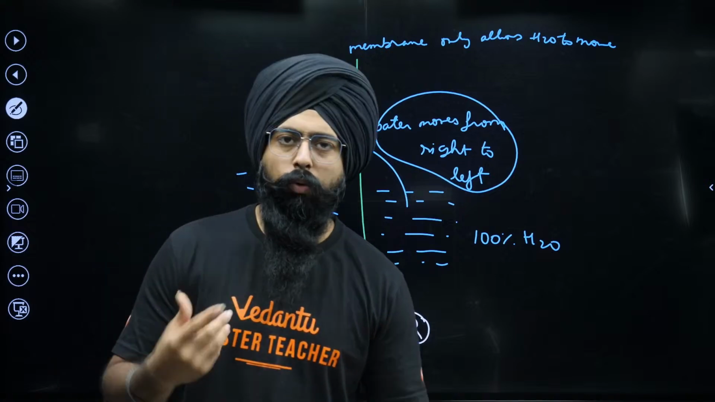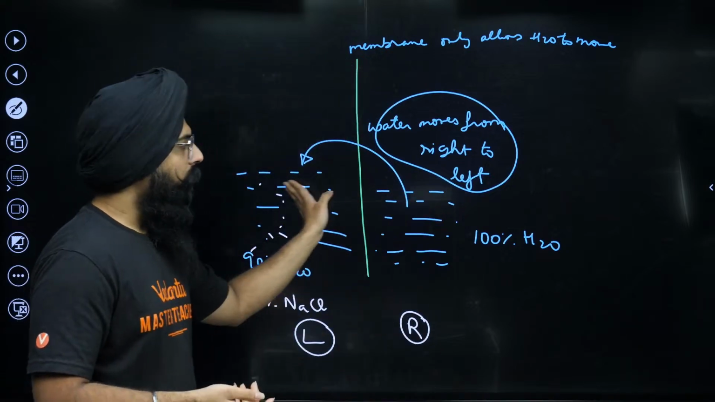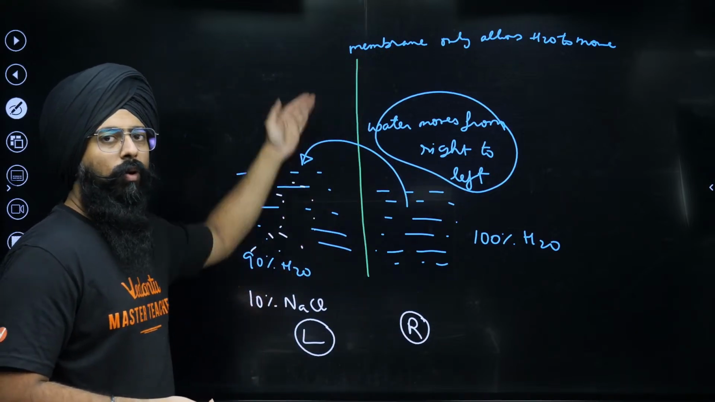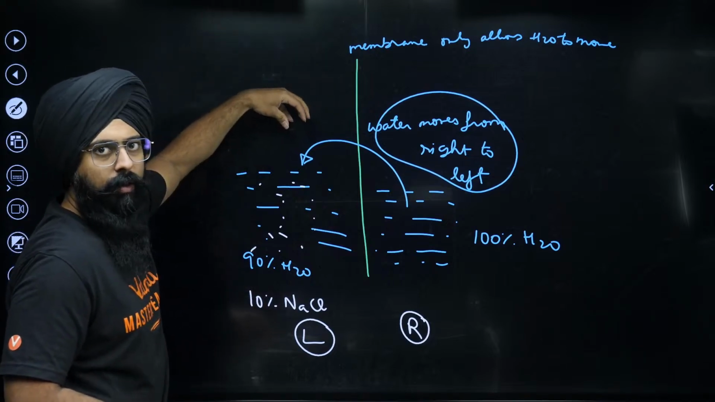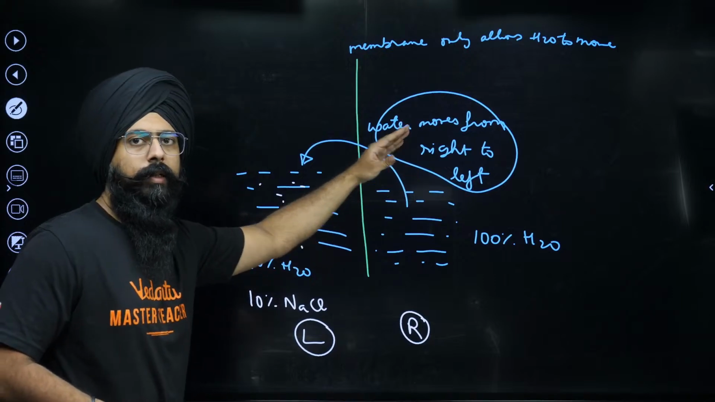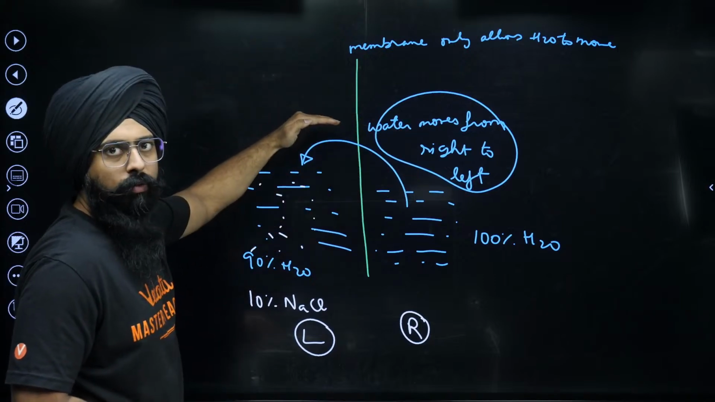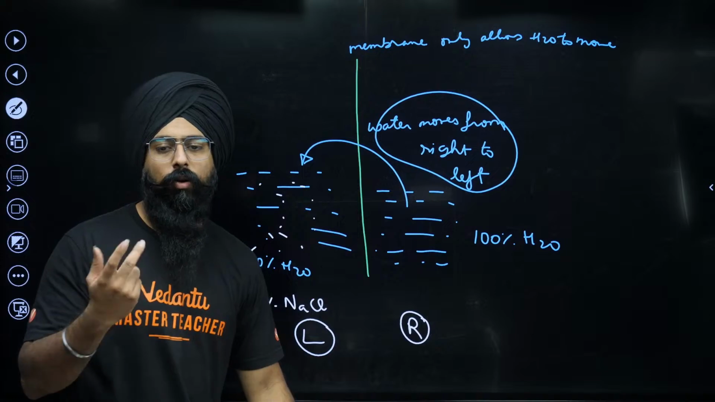Yeah. Now what is osmotic pressure? If water is moving from right to left, and I want the water to stop moving, I will have to apply some pressure over here. That pressure will push the water to the right hand side. So the amount of pressure I use over here to stop the water from moving is called osmotic pressure.